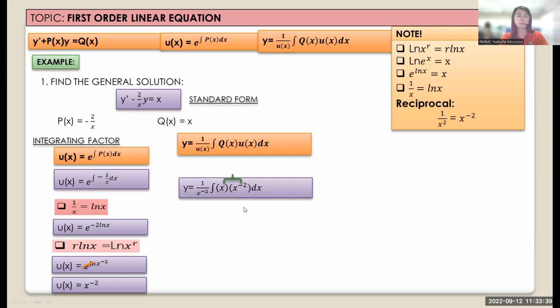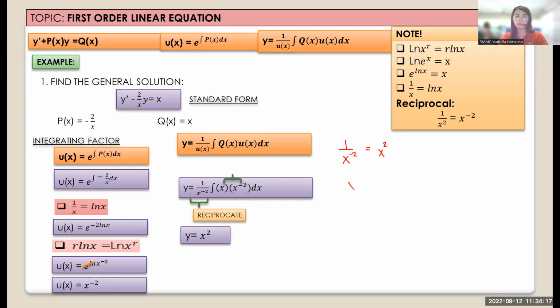So before we simplify our answer, before we integrate this equation, we need to simplify muna. Okay, so first let us try to multiply x times x raised to negative 2, and let us try to reciprocate the first term, para mas madali natin siyang ma-simplify. So, you have y is equals to x raised to 2. Diba? Kapag i-inverse function tayo, mababago yung orientation ng exponent natin. If you have 1 over x raised to negative 2, kapag i-reciprocate natin siya, magiging x raised to 2.